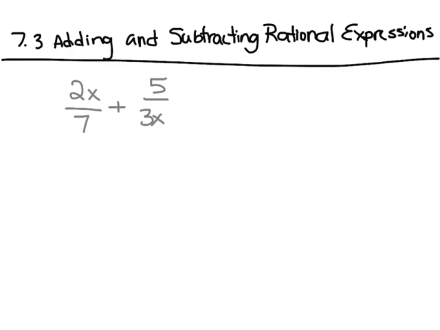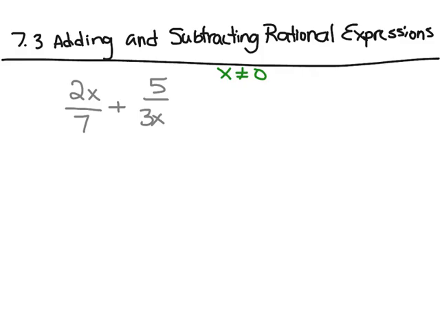When you are adding and subtracting rational expressions, it's just like when you add or subtract fractions: you need to have a common denominator. So to find the common denominator, you need to multiply both expressions to make the denominator the same. So for this one, 2x over 7 and 5 over 3x. First, we need to say what our non-permissible values are, so x cannot equal 0.